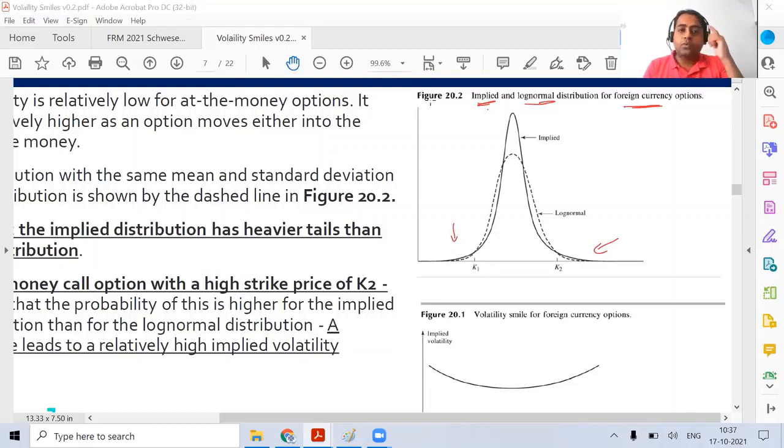Every time you hear about foreign currency, Volatility Smiles chapter, foreign currency, this image should come to your mind: that the implied volatility is having a fatter tail on both the sides. Now, how are they explaining it to you? Look at this K2. Suppose I am talking about a call option with a strike price of K2. K2 is very high, at a very higher end. That means my call option is out of the money, deep out of the money. Do you all agree with that logic?